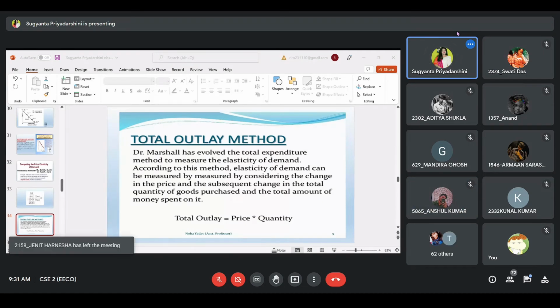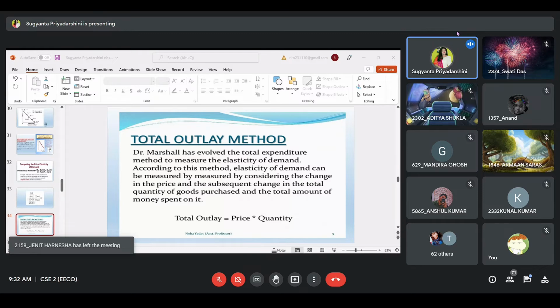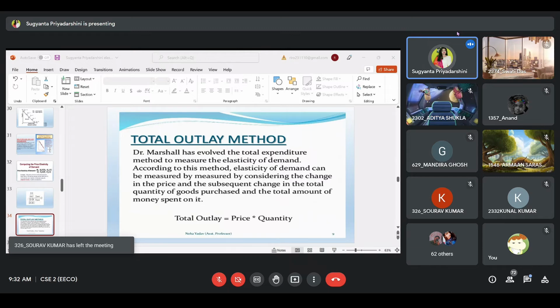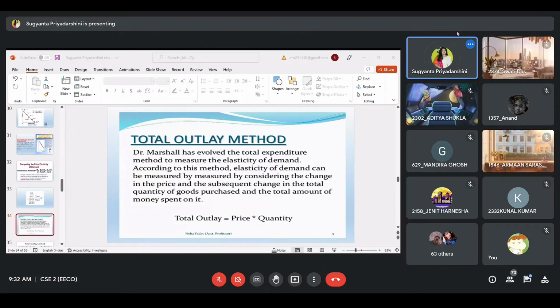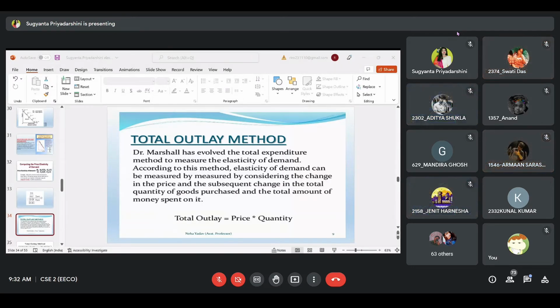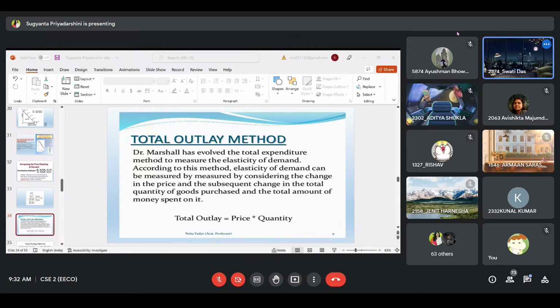Okay, so coming to the next one, that is your total outlay method, which can also be called your total expenditure or total revenue method. So, what do you understand by this expenditure? Let me say if I'm saying that today my expenditure was 100 rupees, what do you understand by the term expenditure? The total spending. The amount we have spent.